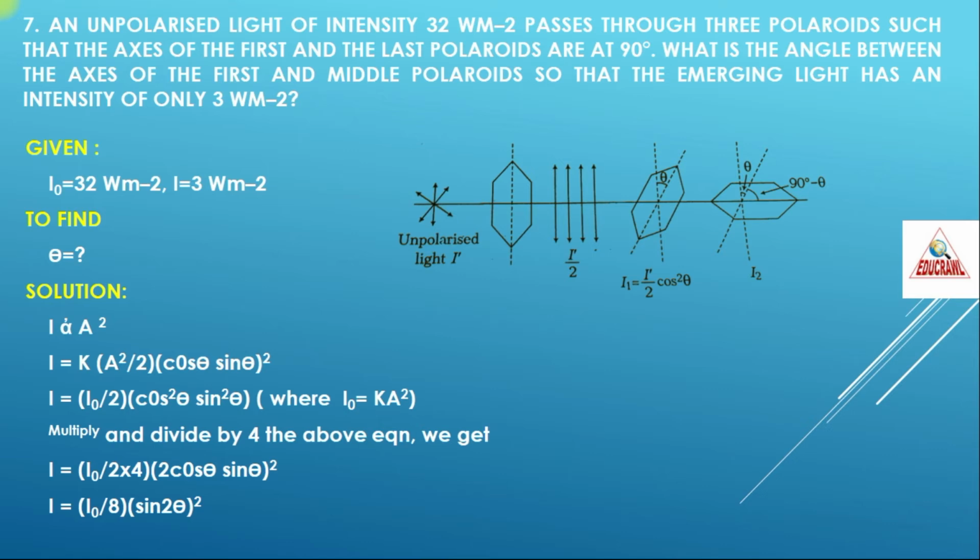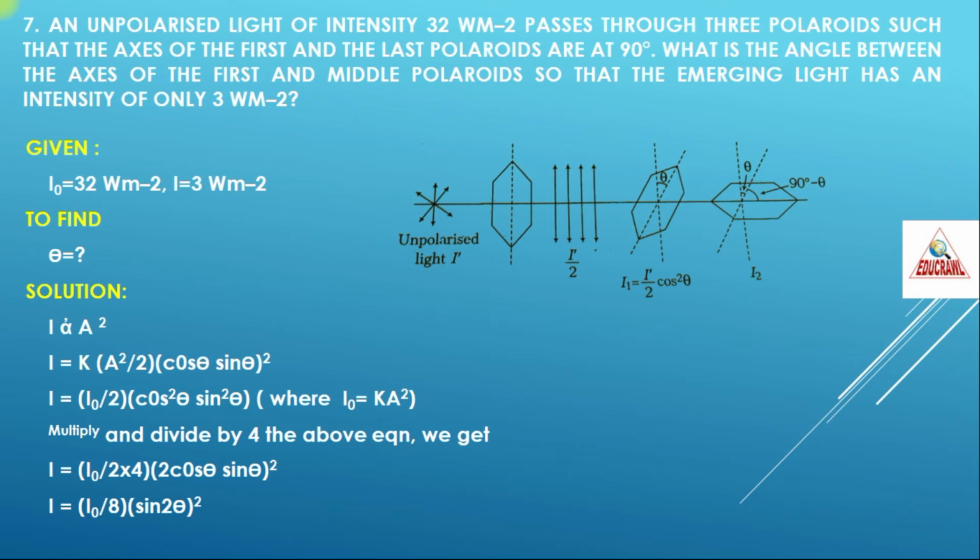We start the solution with the formula intensity is directly proportional to amplitude square. Like the previous sum, the expression for amplitude is A divided by root 2 into cos theta sin theta. This is the amplitude of the light which is emerging from the second polaroid. Hence I is equal to k into A square divided by 2 into cos theta sin theta the whole square. Here k into A square is taken as I naught.